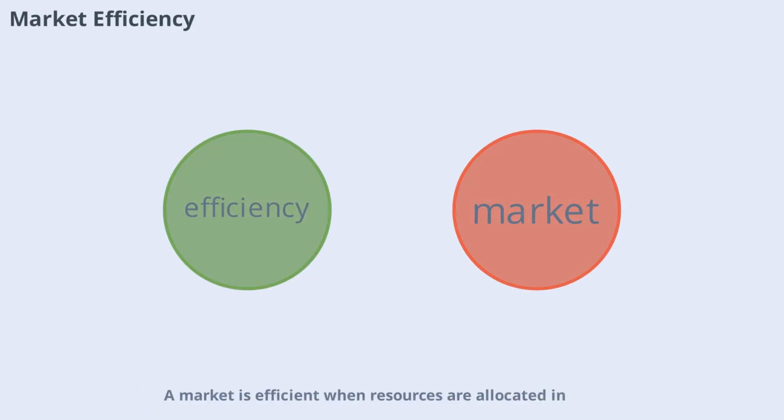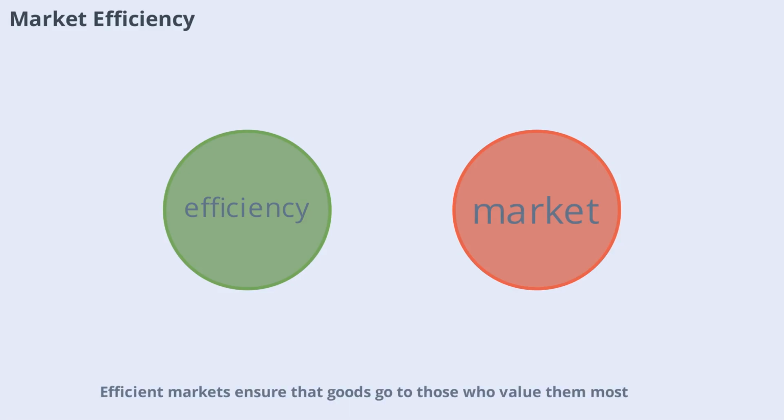A market is efficient when resources are allocated in a way that maximizes total surplus, consumer plus producer surplus. Efficient markets ensure that goods go to those who value them most and resources are used where they're most productive.